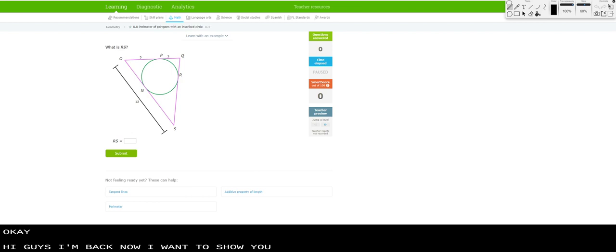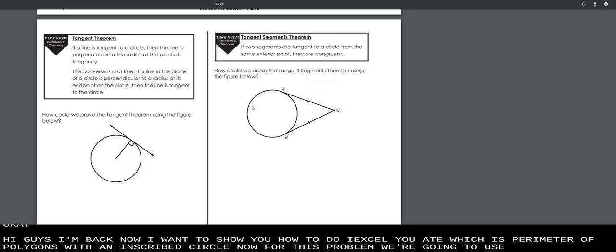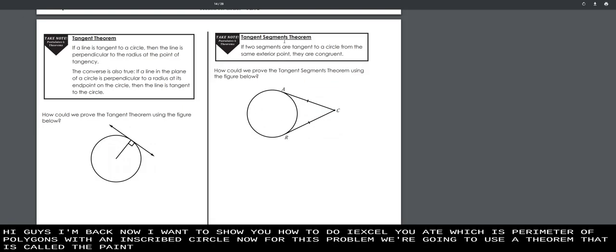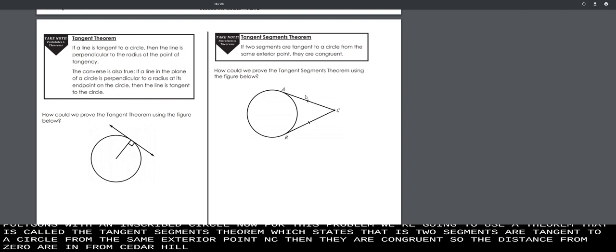Now I'm going to show you how to do IXL U8, which is perimeter of polygons with an inscribed circle. For this problem, we're going to use a theorem called the tangent segments theorem, which states that if two segments are tangent to a circle from the same exterior point, point C, then they are congruent. So the distance from C to R and from C to A are both congruent.